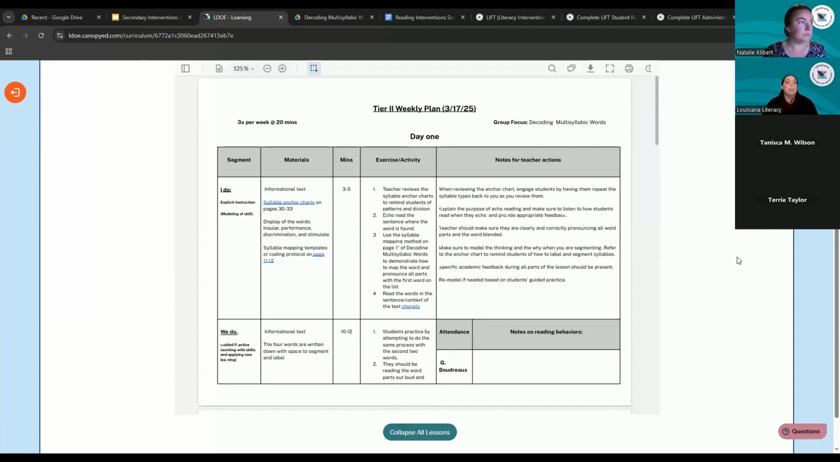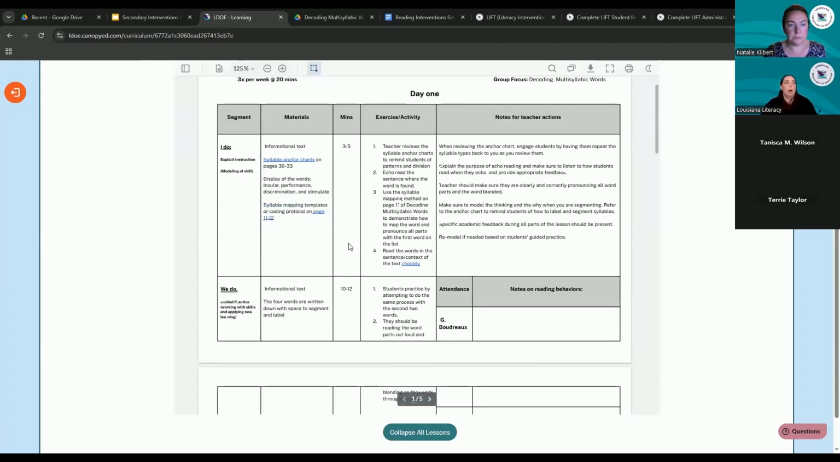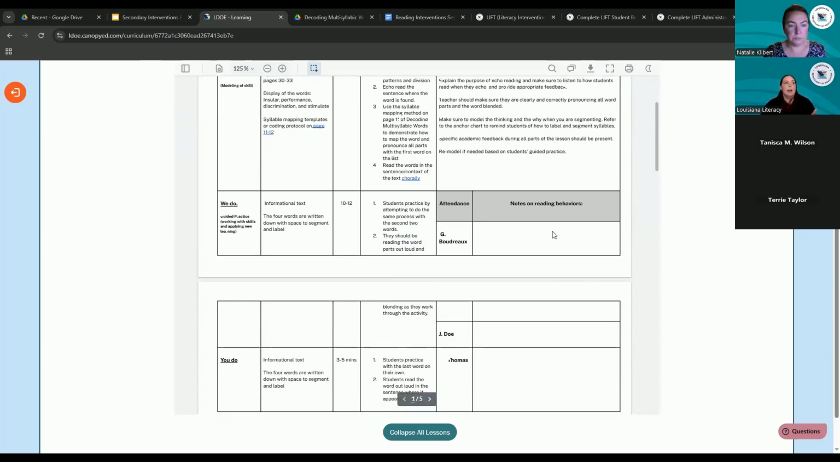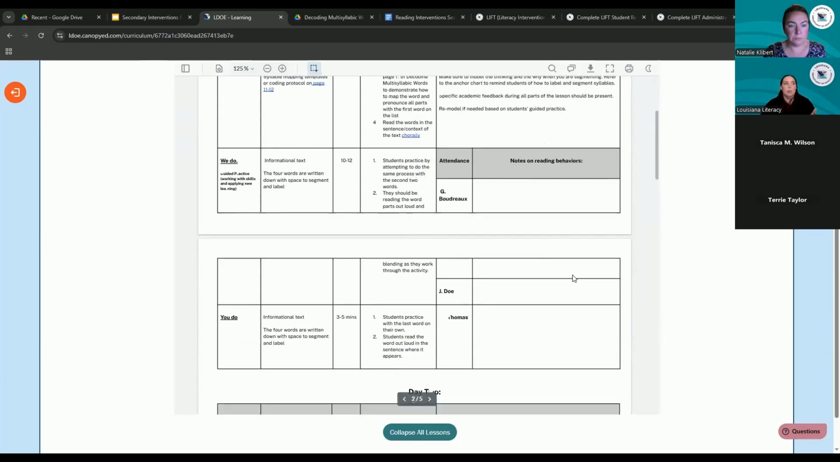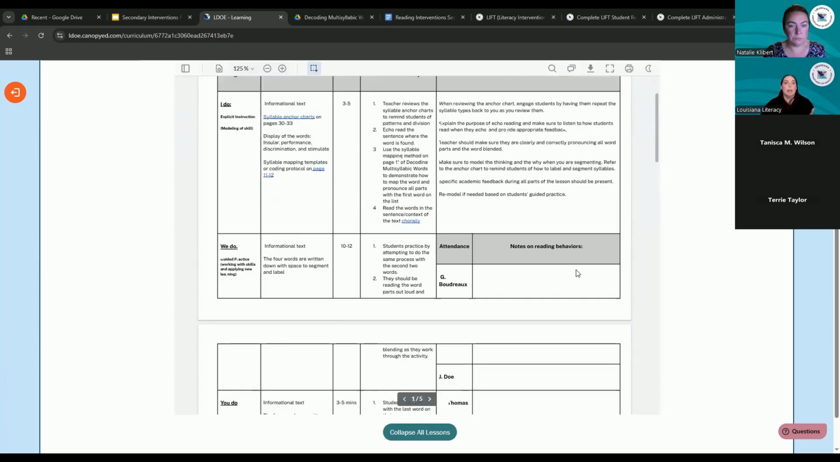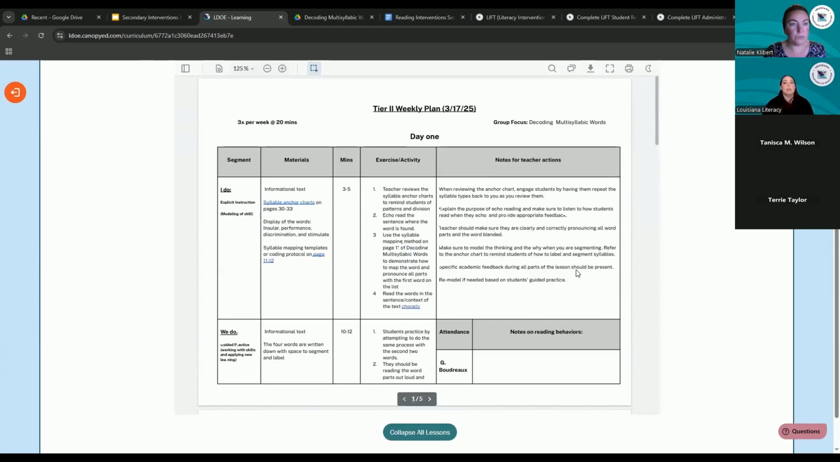So I broke down my lesson plan for each of those 20-minute sessions into an I do, we do, and you do. I made sure to include any of the materials I would need and how long I'm predicting each of those things to take. And then I've got a spot to take notes on each of those students' reading behaviors during that class. Like if I notice that they're struggling with one particular syllable type in a multisyllabic word, I can put those notes down and I can adjust as I move through my instruction.